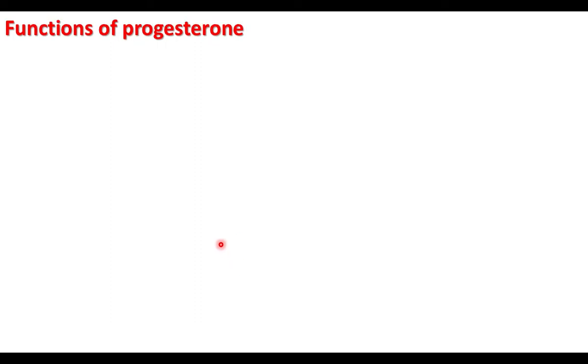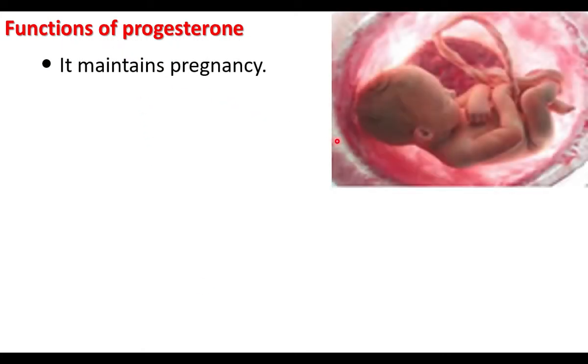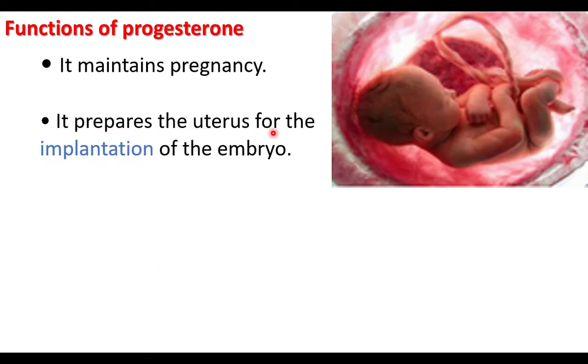Now let us see the functions of progesterone. It is called the pregnancy hormone because it maintains pregnancy. It prepares the uterus for the implantation of the embryo. Implantation means attachment of the embryo inside the wall of the uterus.